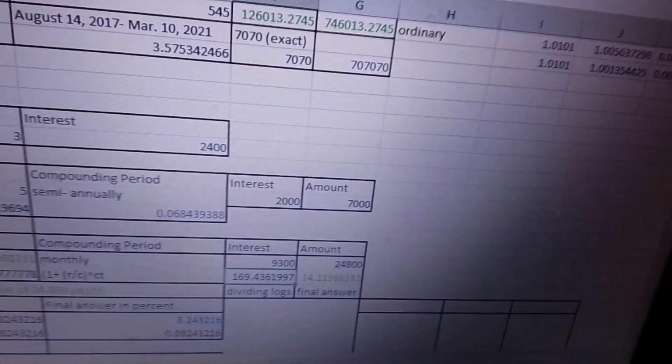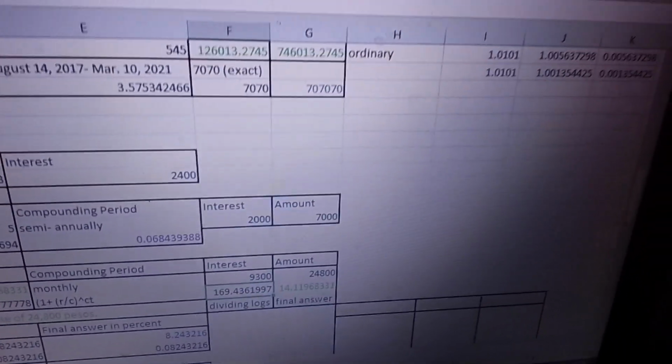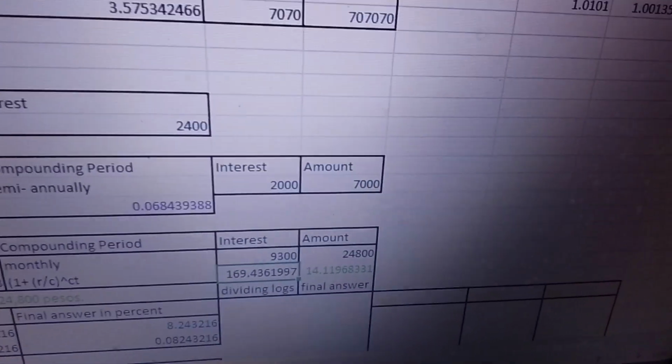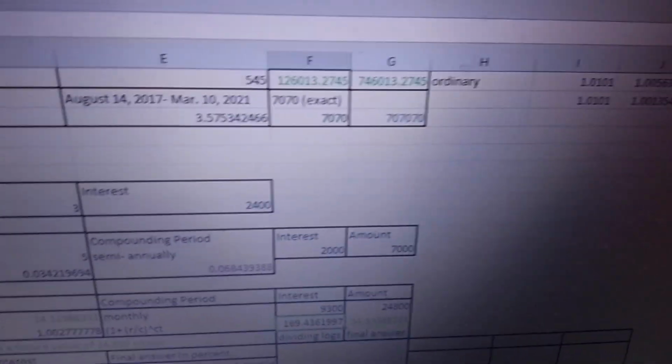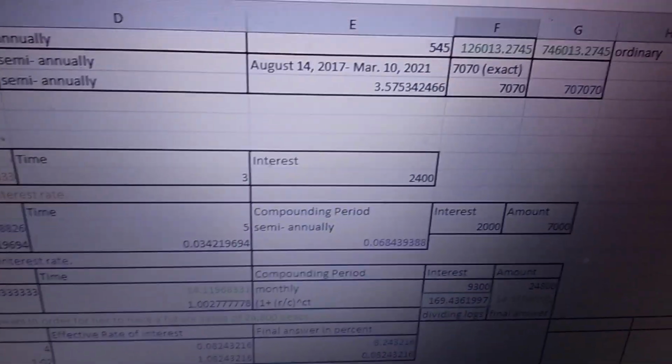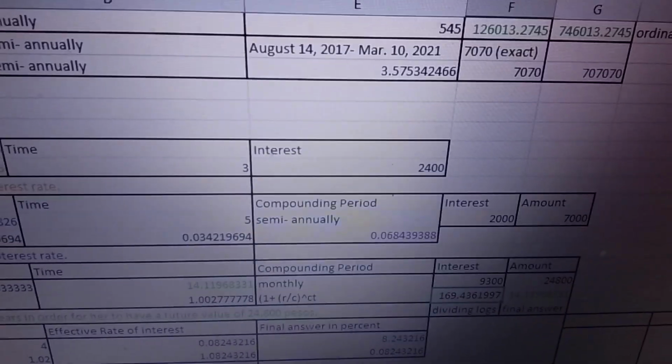Pero, that's in here, it's 0.436. Pero, di ba, I can still consider that answer. Because, di ba, remember, sometimes you may not get the accurate amount. It depends upon the situation. Okay? But what is important, we still get 14.12 years.